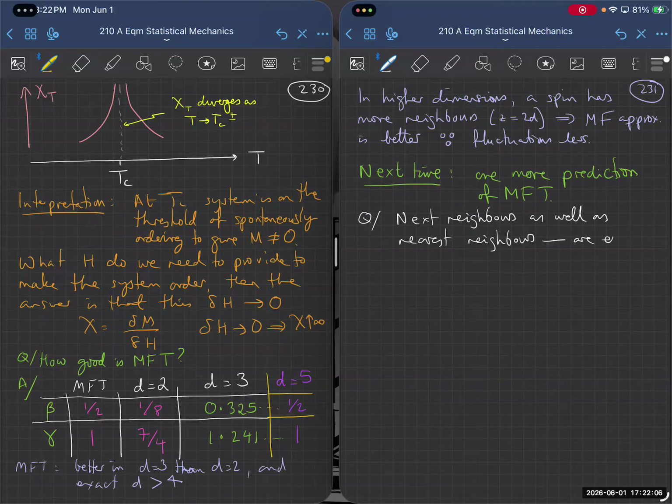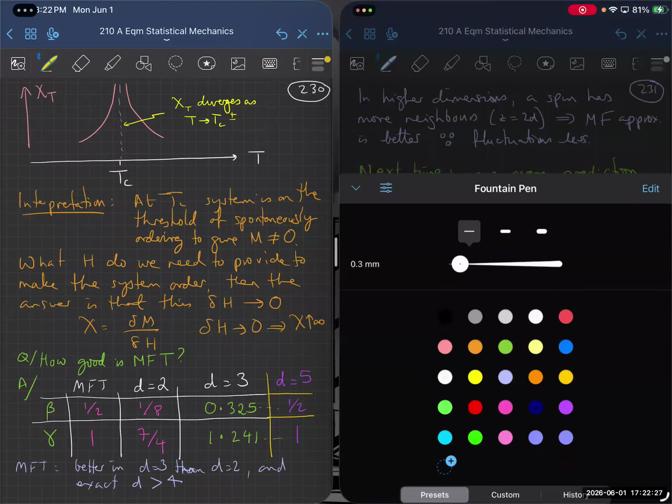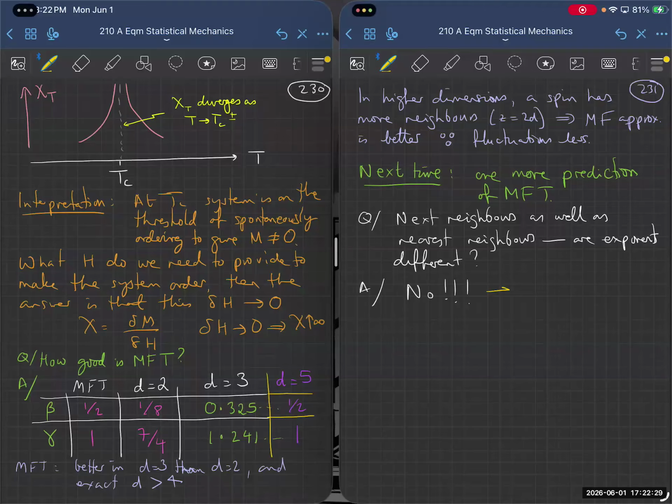Are the exponents different? Right? So it's a great question. And we're going to talk about it next time. But the answer is no. I know, surprising, right? Okay, it's amazing. Okay, and this leads into the topic of universality. And we're going to have to wait until next time to talk about it.